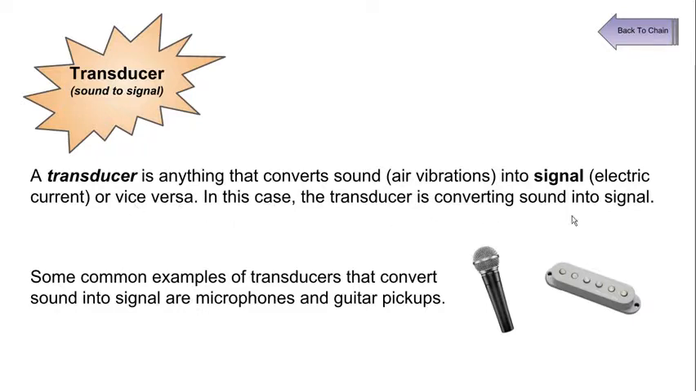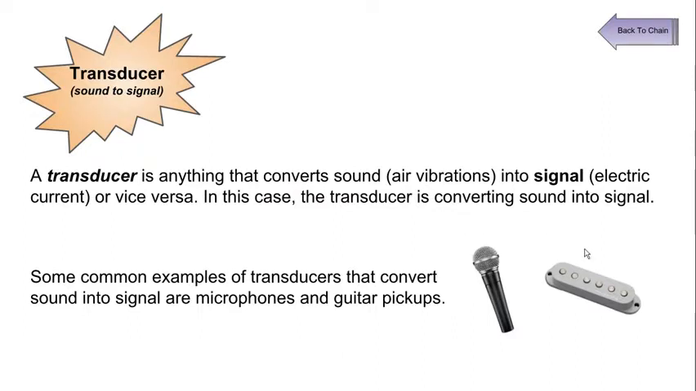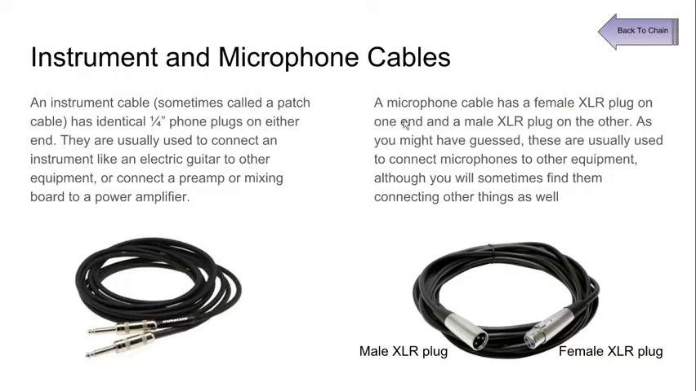And in this case, we're making sound into signal. And it's got some examples of different kinds of transducers you might have seen before, a microphone or a guitar pickup. And then that signal goes along a cable, a little small signal right there. And you can even click on that and see the different kinds of cables that you might be using.